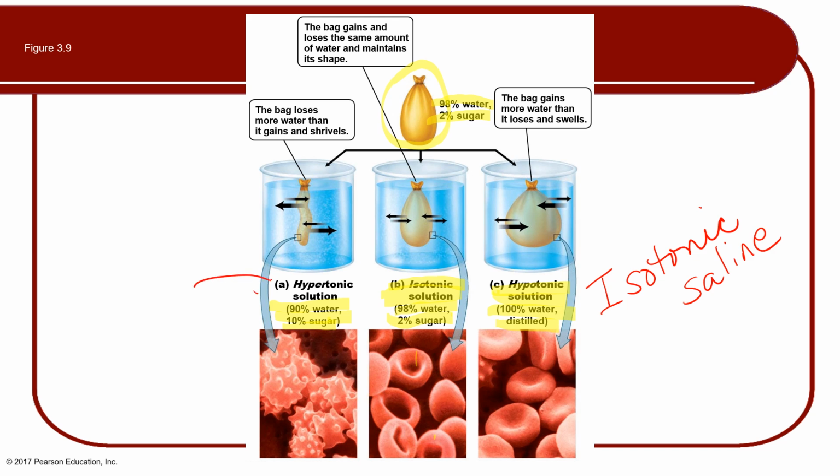An example of a hypertonic solution is ocean water. You probably know that you can't drink ocean water, and the reason is it's hypertonic. So it doesn't really quench your thirst. It dehydrates you even more because it's going to cause water to leave your cells if you drink it.